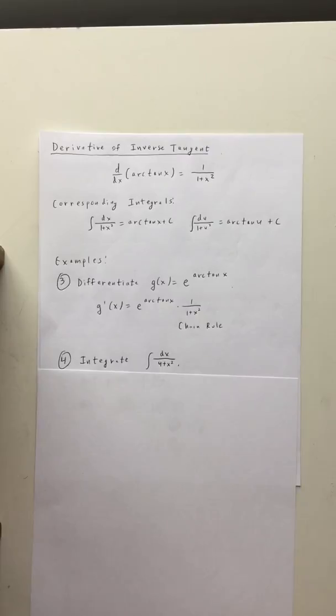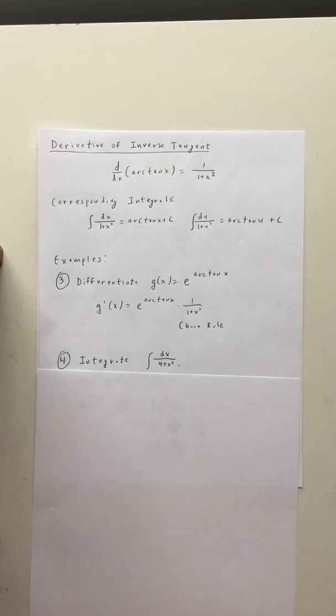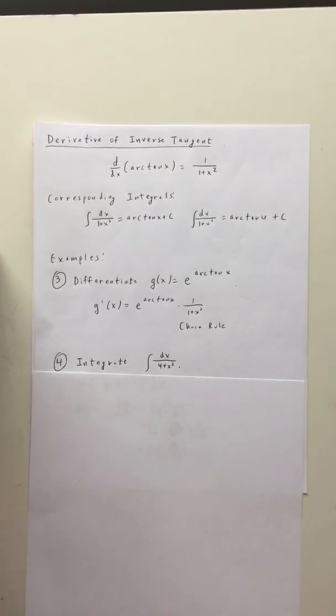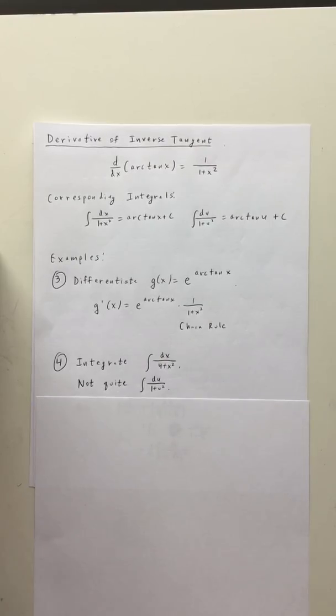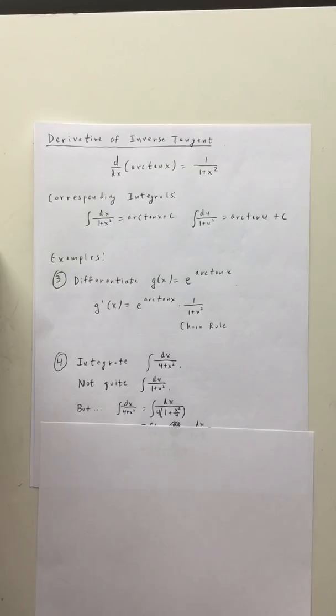Okay, and now I want to do an integral problem, and this one's a little bit interesting. You'll see some problems like this in WebWork, so I wanted to go into detail for you on this one. So we want to integrate dx over 4 plus x squared. It looks almost like it should be a du over 1 plus u squared, but it's not quite. Okay, so here's what we have to do.